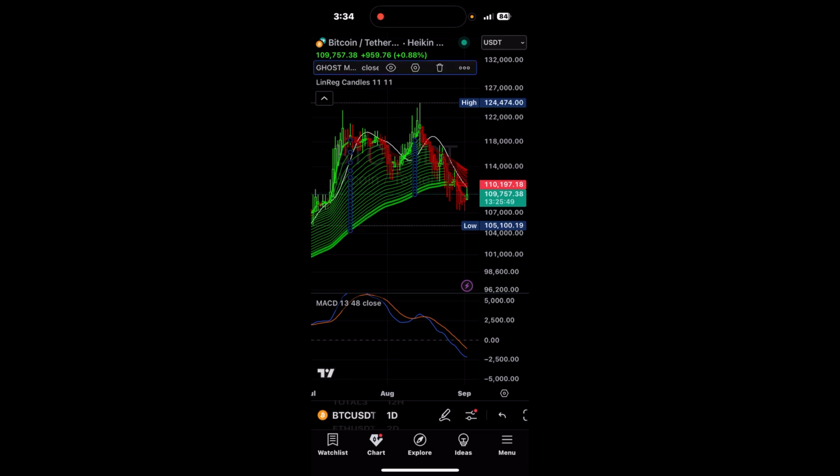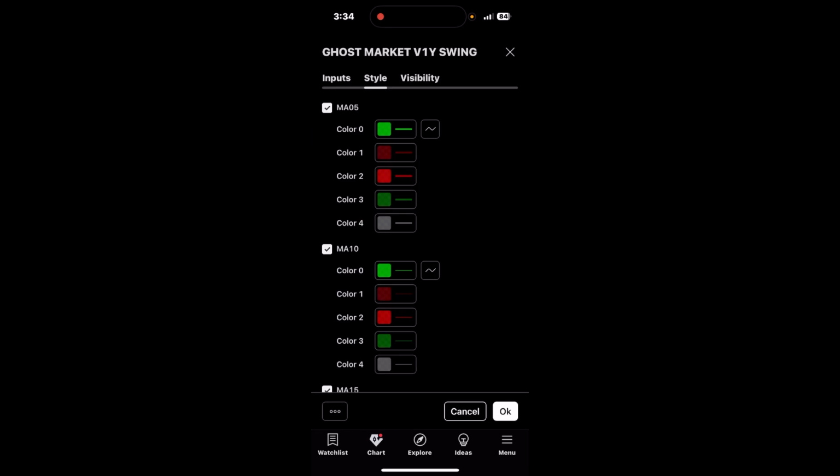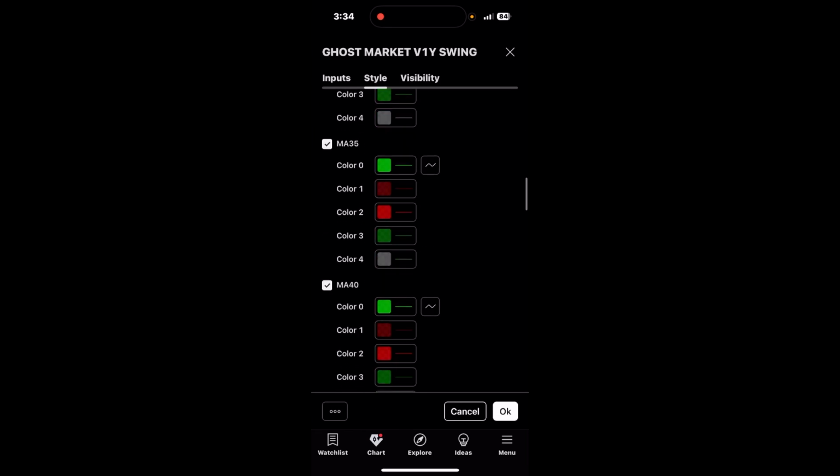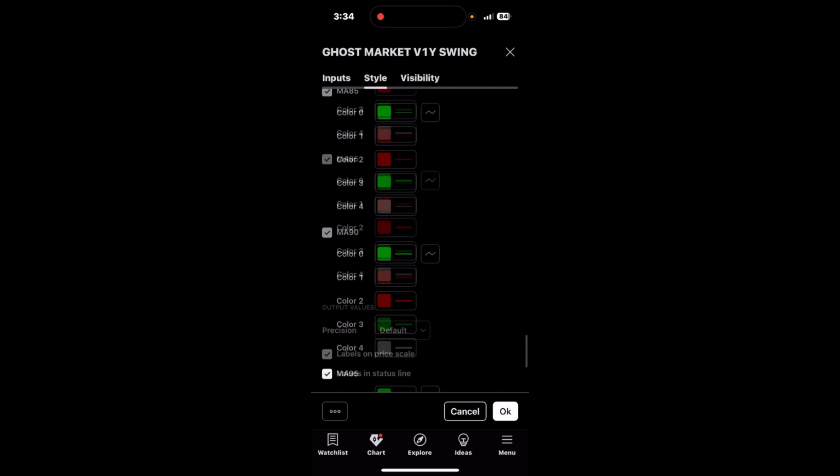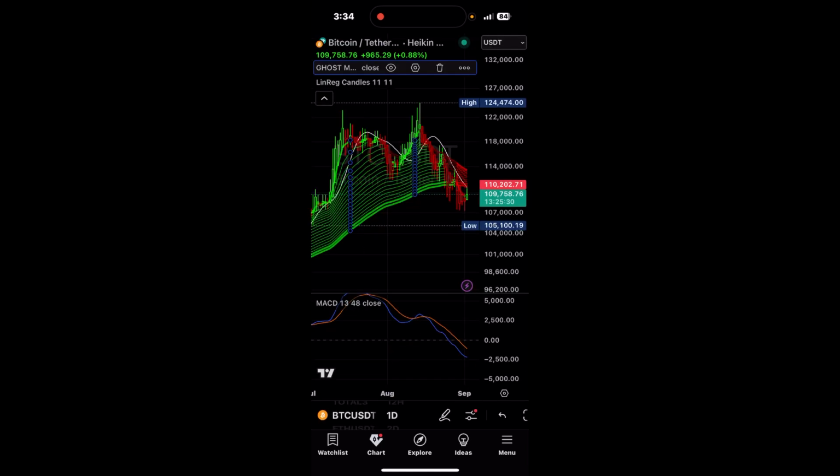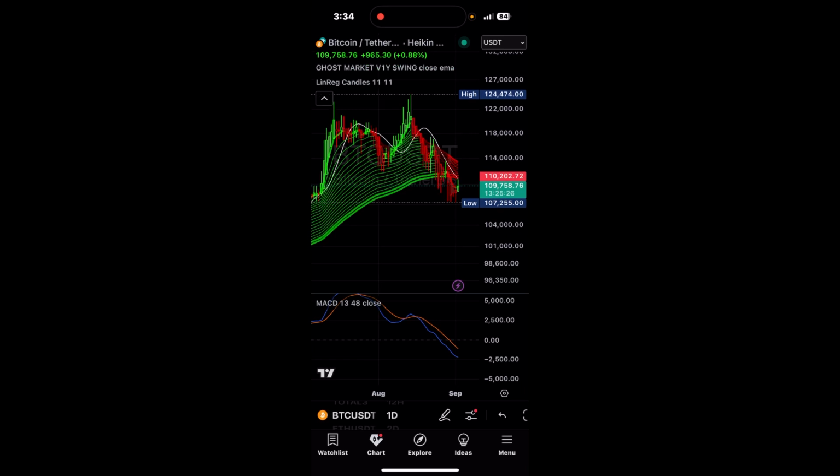The Ghost Market Swing is basically, if I check it here, you can see it's the custom EMA ribbon here. And I can show you the range. It goes from 5 all the way to 95. So if you want to, you would have to set your moving averages from 5 all the way to 95.